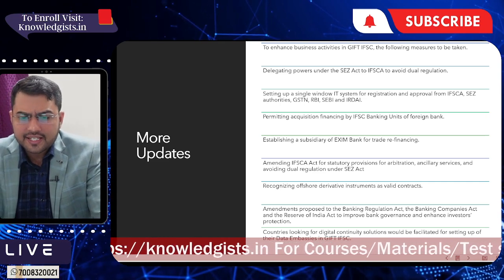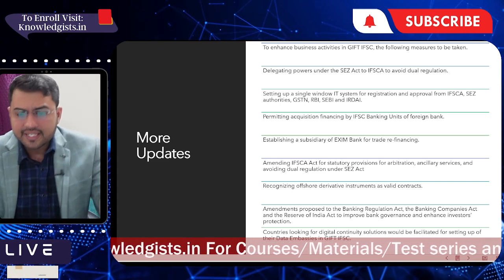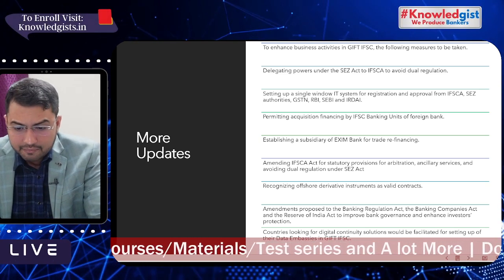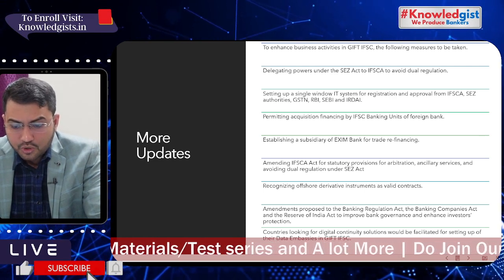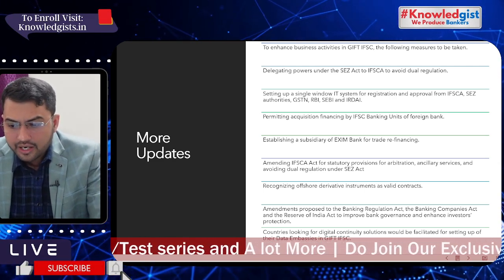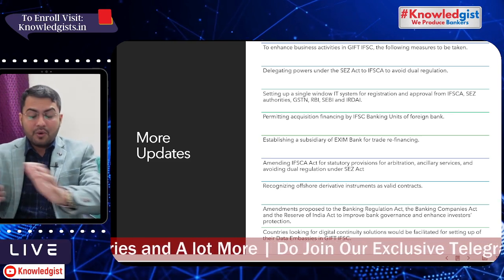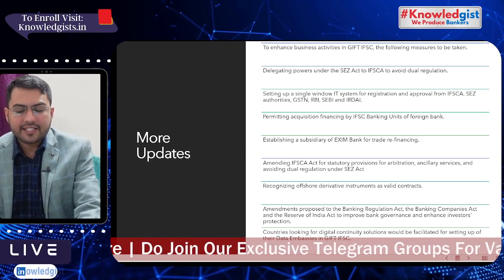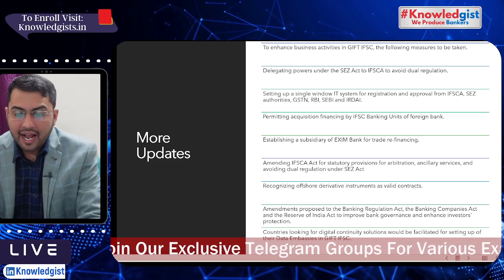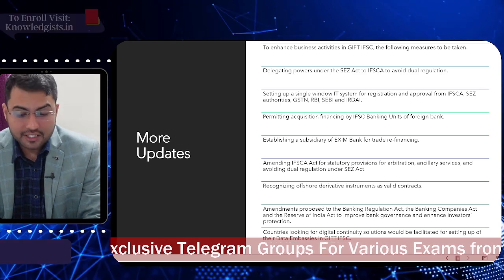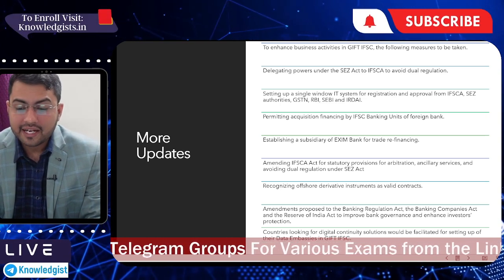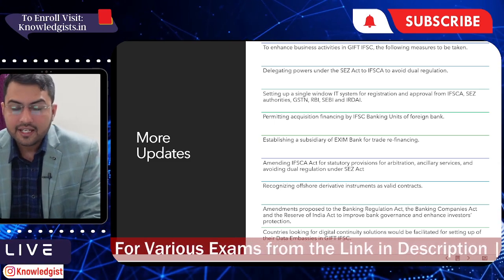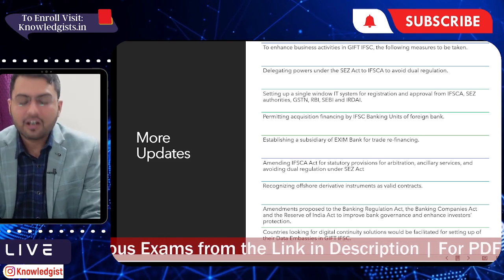More updates from the financial sector to enhance business activities in GIFT IFSC. The following measures have been taken: delegating powers of the Special Economic Zone Act to IFSCA to avoid dual regulation. IFSCA, International Financial Services Centres Authority. IFSC, Indian Financial System Code, is used for NEFT and RTGS transfers. But in terms of GIFT City, what is the full form of IFSC or IFSCA? Tell us in the comment section too.